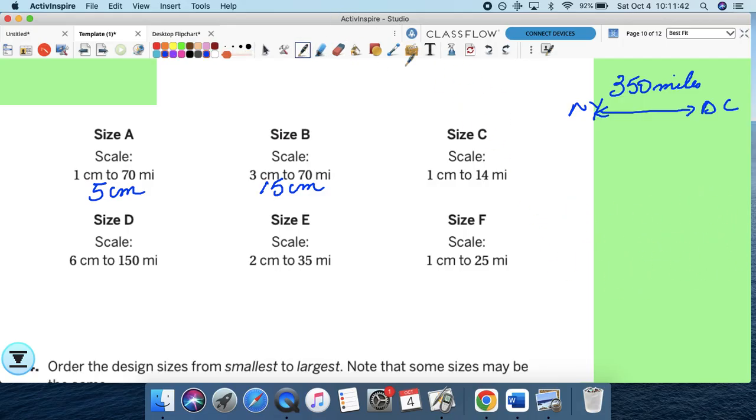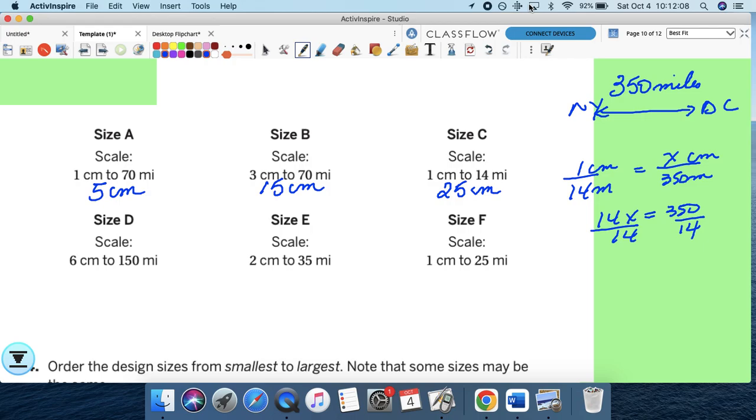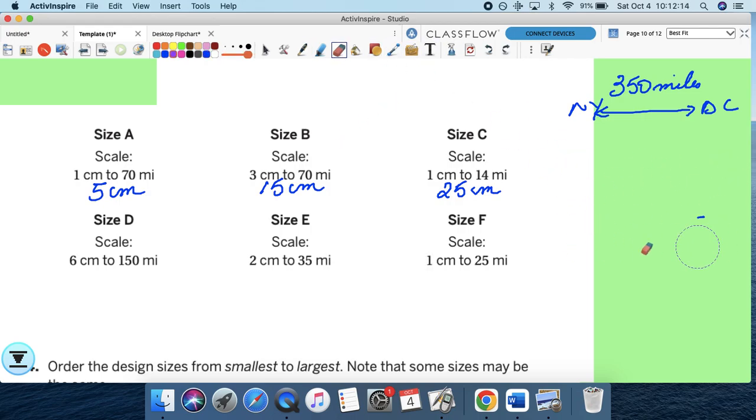Third one, scale C, 1 centimeter to 14 miles. So 350 miles using this scale would be how many centimeters? So 14x equals 350, divide by 14, divide by 14. 350 divided by 14 is going to give us 25 centimeters. So this would be 25 centimeters in your notebook. The next one, 6 centimeters to 150 miles.